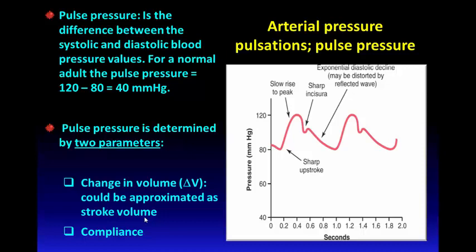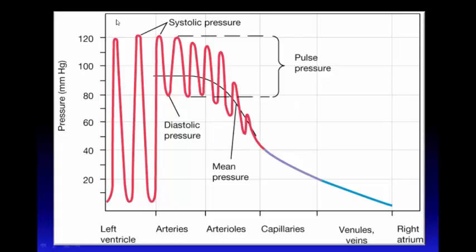The other important factor which determines the pulse pressure is the compliance of the large arteries, the compliance of the systemic arteries. Compliance is how the arteries can expand and accommodate the ejected stroke volume. This is again the pulsatile component of the arterial blood pressure.